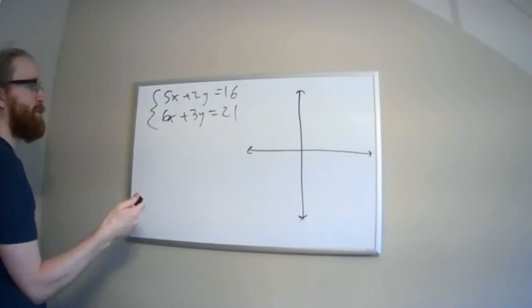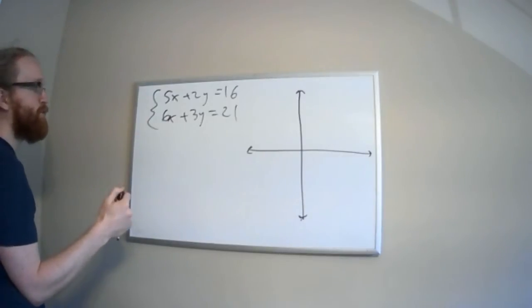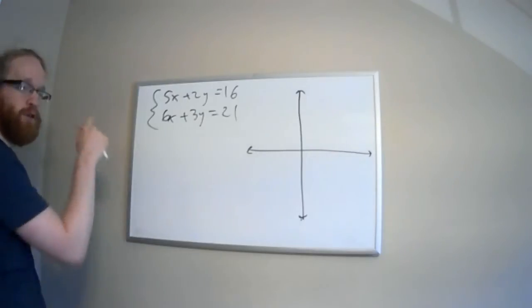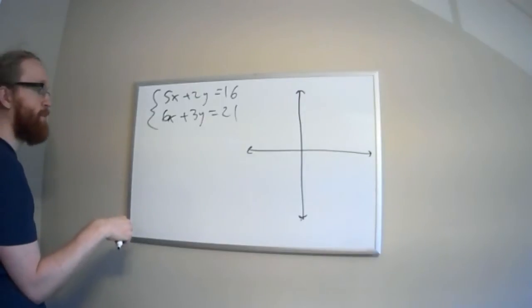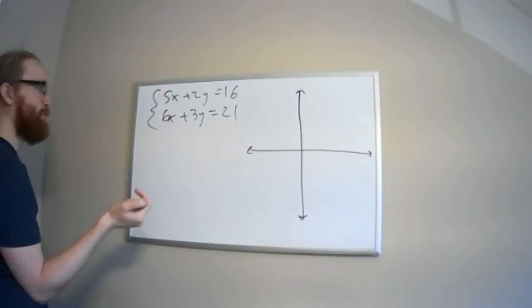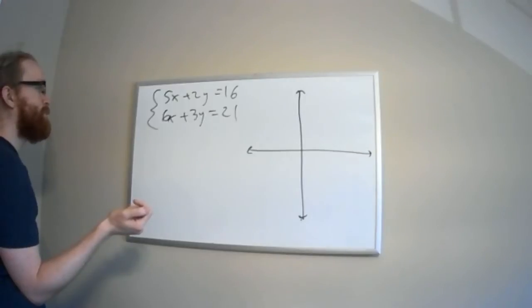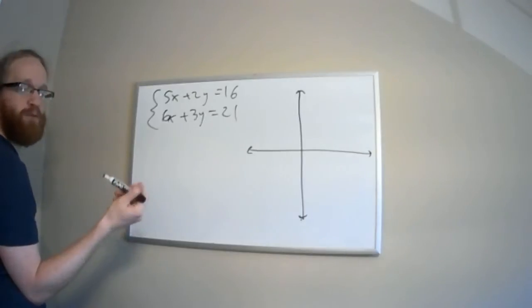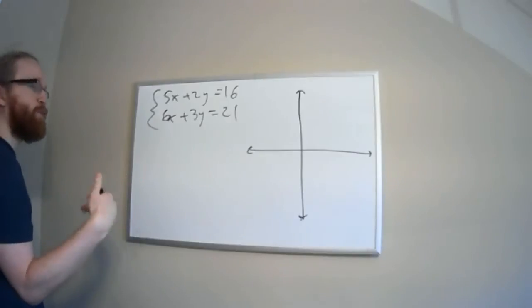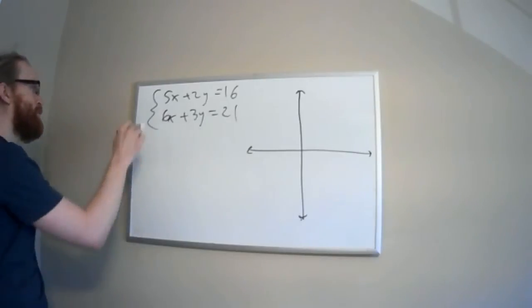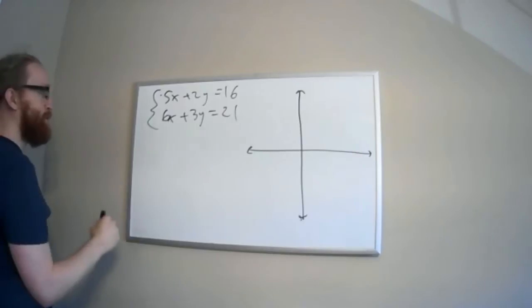If I were going to graph this, there are a couple different ways you could do it. You could find 2 points and connect the dots, or you could put it in slope-intercept form and then use that to find your 2 points. I'll put it in slope-intercept form to show you how to use the slope to graph, because I think that's helpful to see. So let's take this first equation and put it in slope-intercept form.